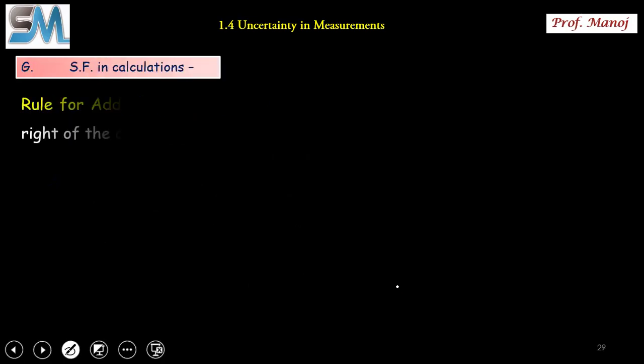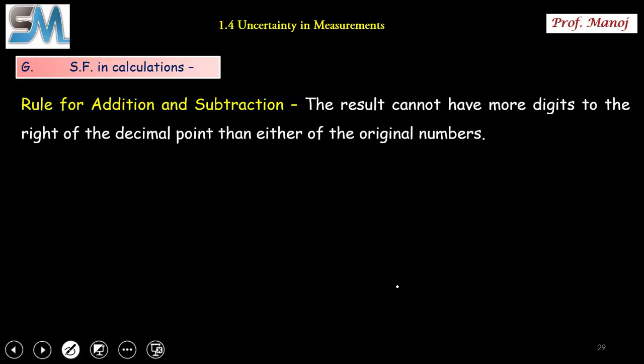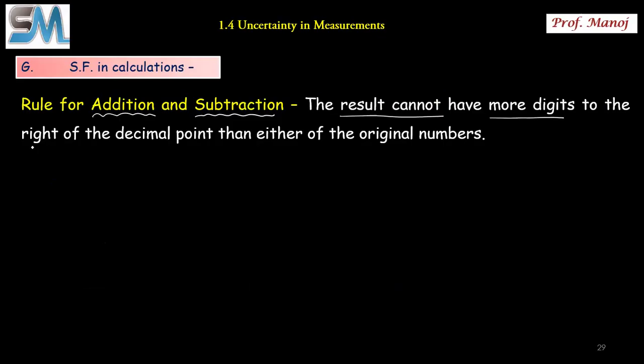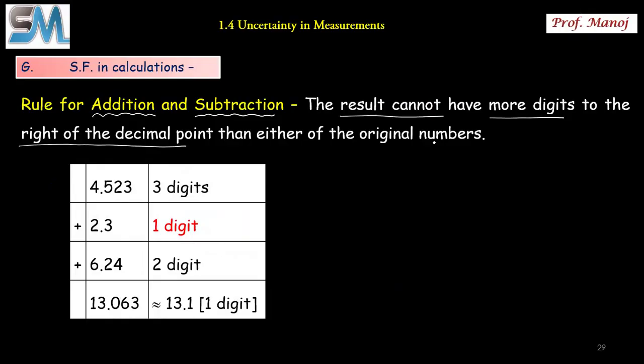How do we use significant figures in calculations? The rules are very interesting. If you are doing addition and subtraction, the result cannot have more digits to the right of the decimal point than the original numbers. A little confusing sentence. Let me show it with an example.